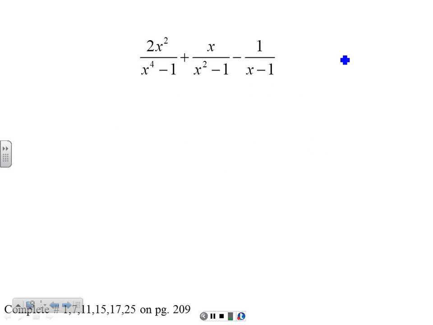Okay, this problem, our first denominator is going to factor actually 3 times. It's going to go into x squared plus 1 times x squared minus 1 initially, but then the x squared minus 1 will go again.